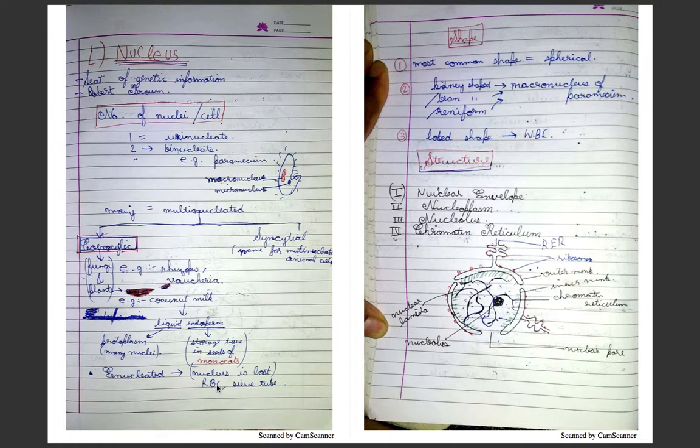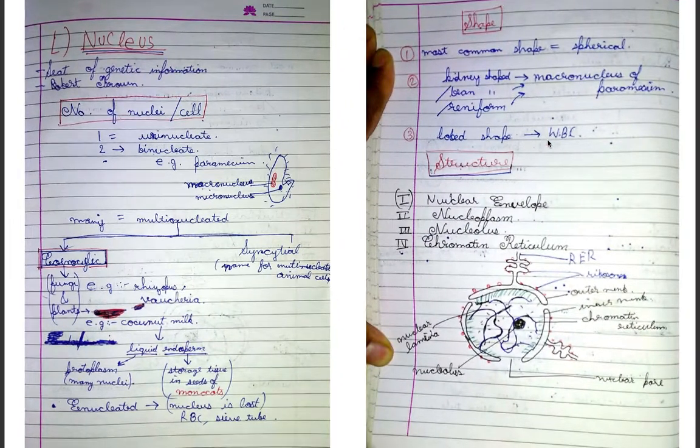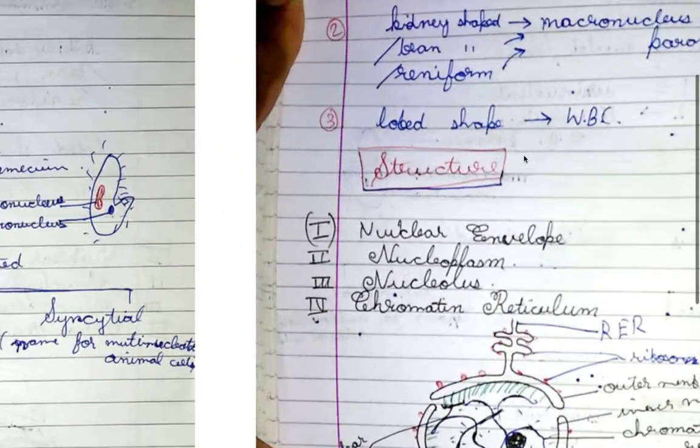Enucleated are those whose nucleus is lost. Example: mature RBC and sieve tube. Shape: the most common shape is spherical. Kidney shape or bean shape or reniform, all three are the same. It is the shape of, for example, the macronucleus of paramecium. This is kidney shaped, this red one. Now, lobed shape is WBC.